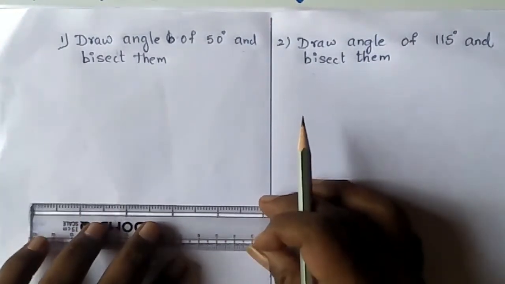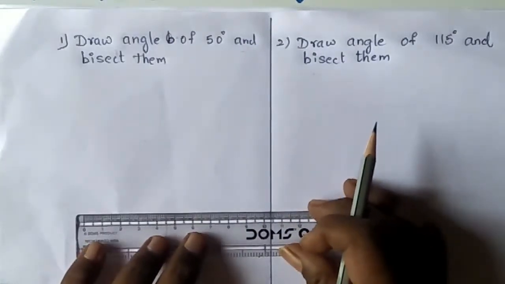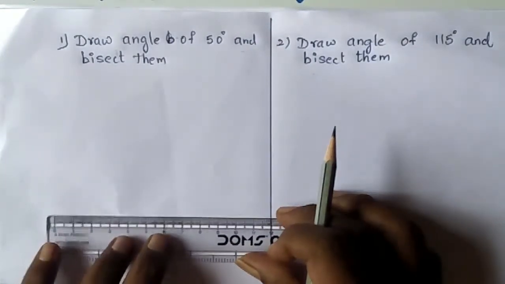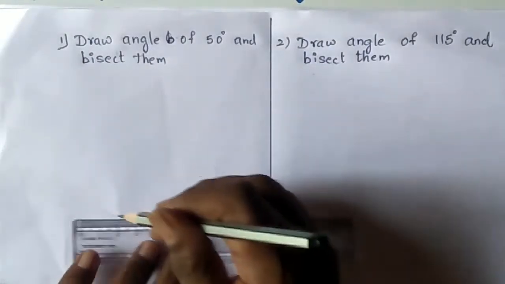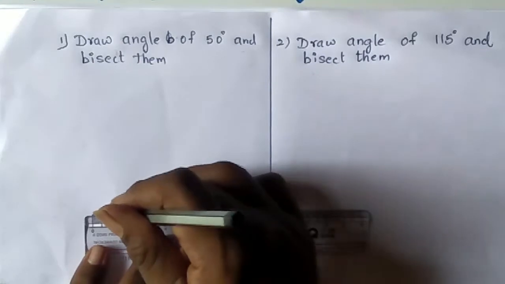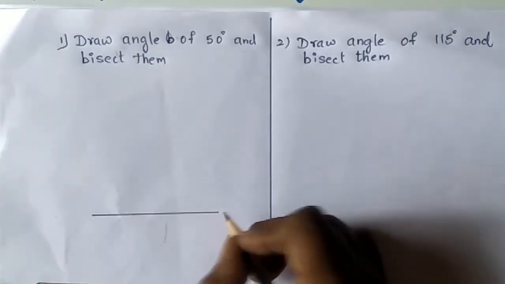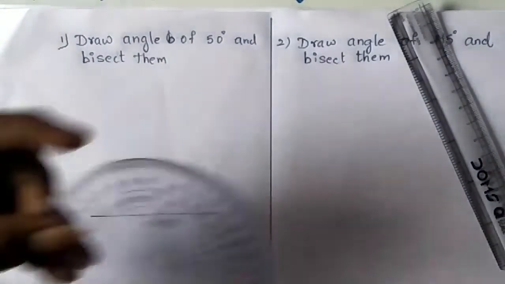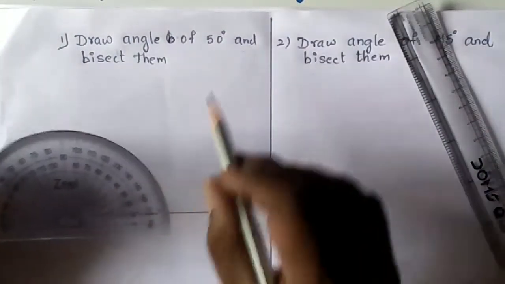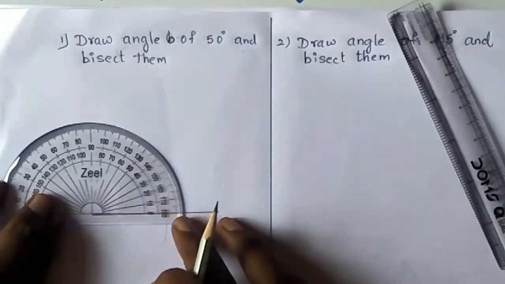So first you have to draw an angle of 50 degree. Let us draw an angle of 50 degree. You can take any measure. Let's say I have taken 7 centimeter. Then using a protractor, you mark 50 degree. So I have placed the protractor here.